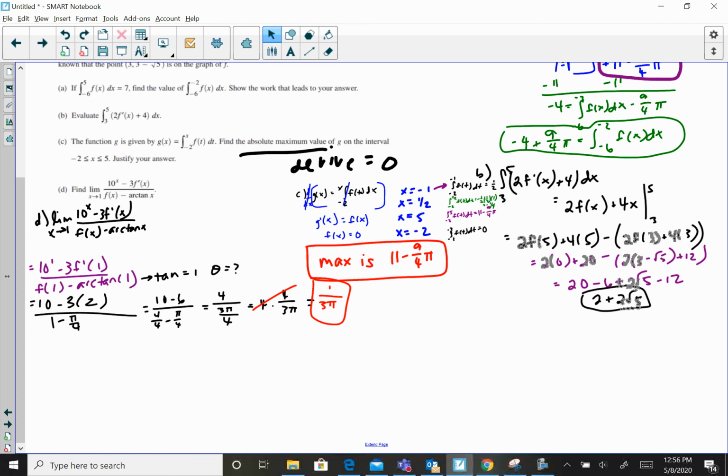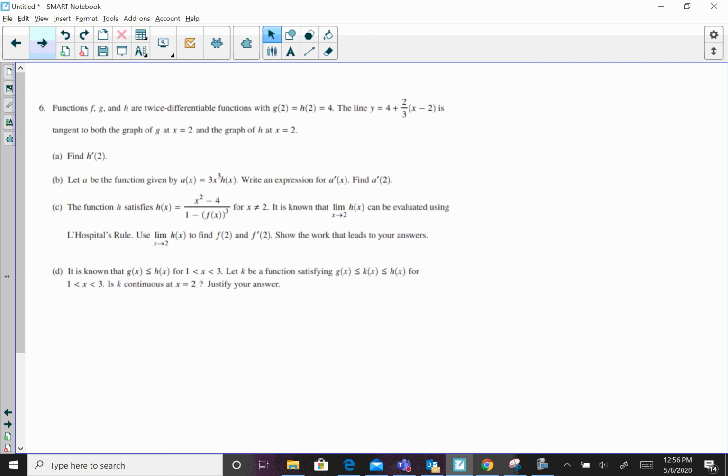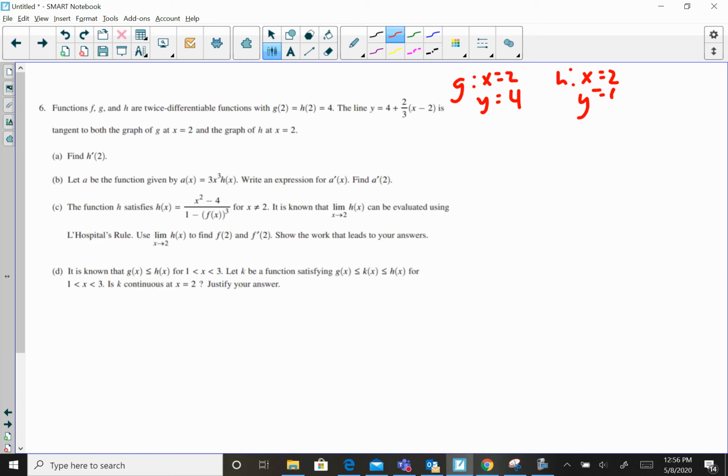All right, there's that. And we'll do one more from 2019. This one. Functions f, g, and h are twice differentiable functions with g of 2 equals h of 2 equals 4. Okay, so for g, when x is 2, y is 4. For h, when x is 2, y is 4. I don't know why I'm writing this. I'm just writing it because why would they state that? I feel like I probably need to know their y values at some point.